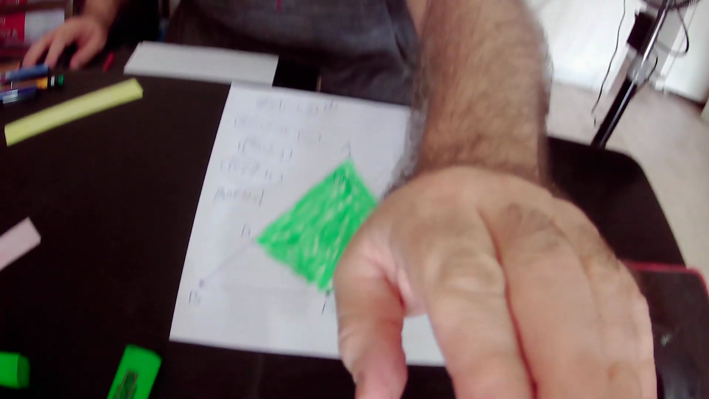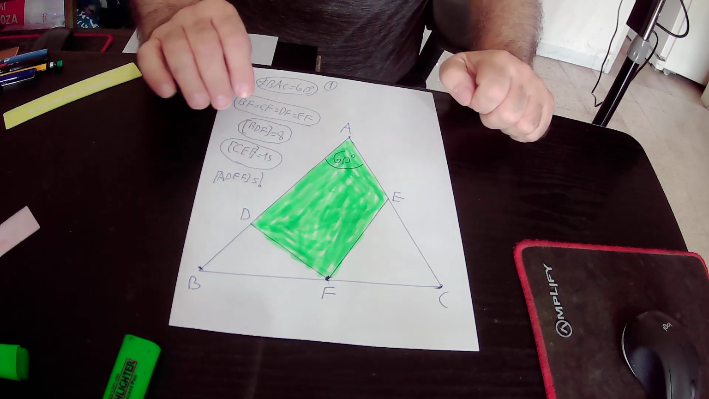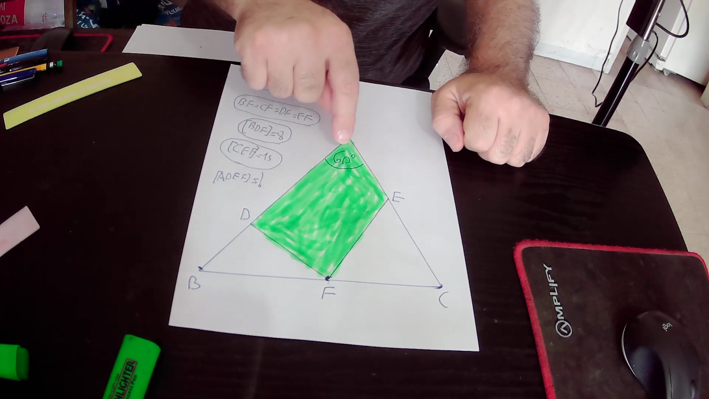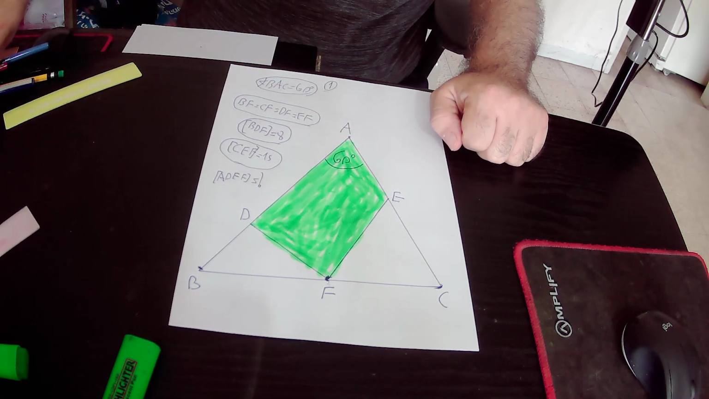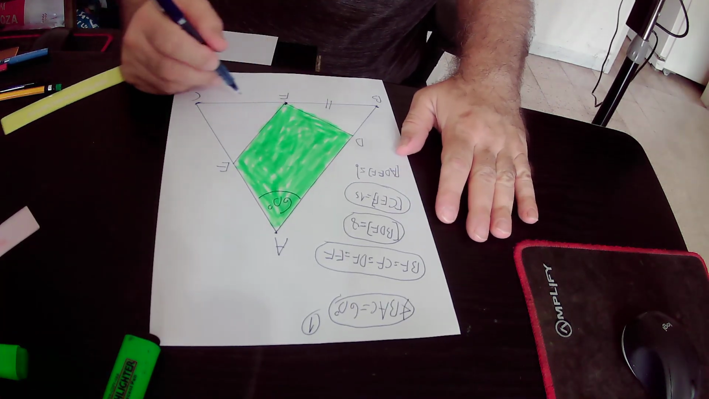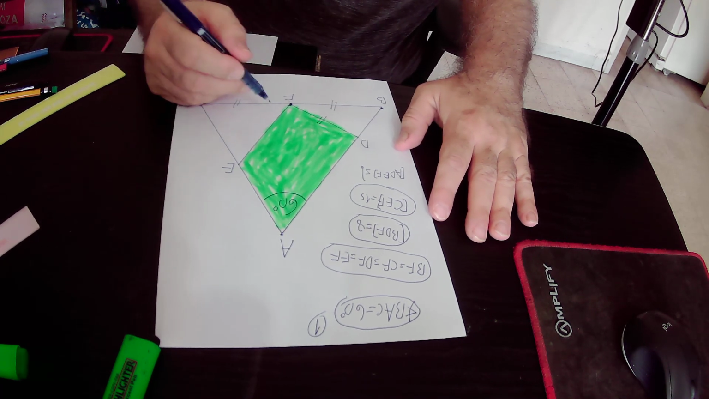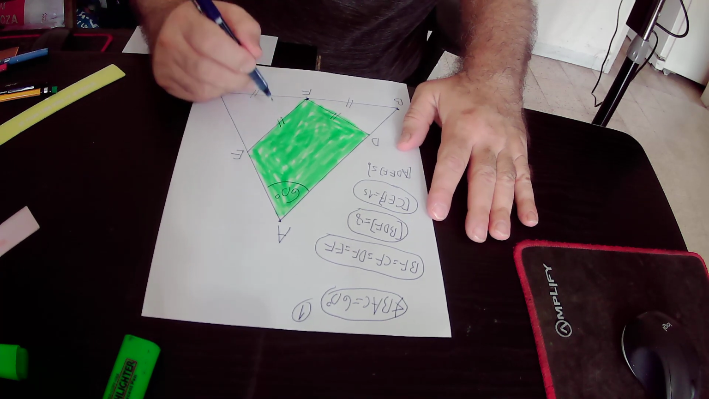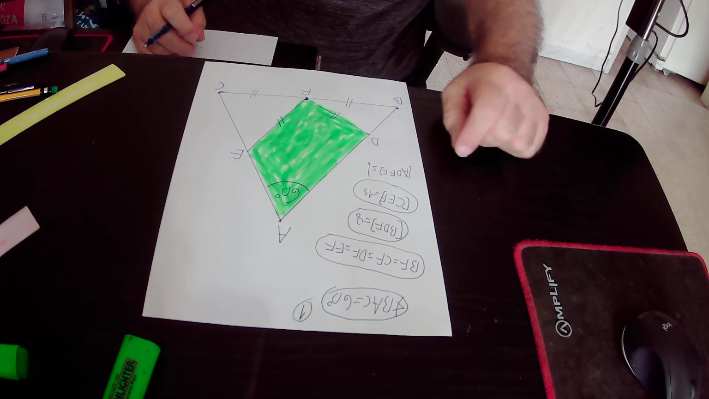Hello, in this lecture we will find the area of the green shape. In the drawing we have triangle ABC. We know that angle BAC is equal to 60 degrees, and we also know that BF equals CF equals DF equals EF. So all those four line segments are equal to each other.